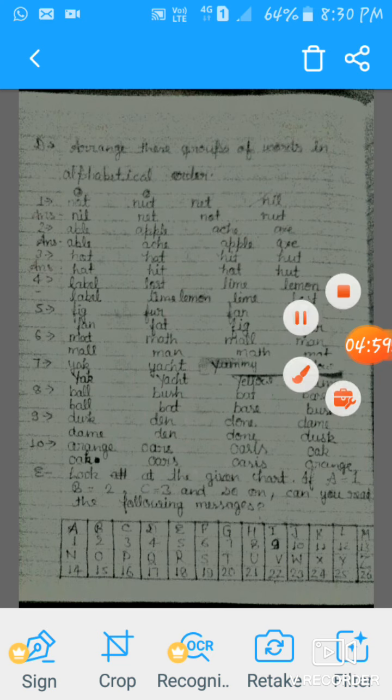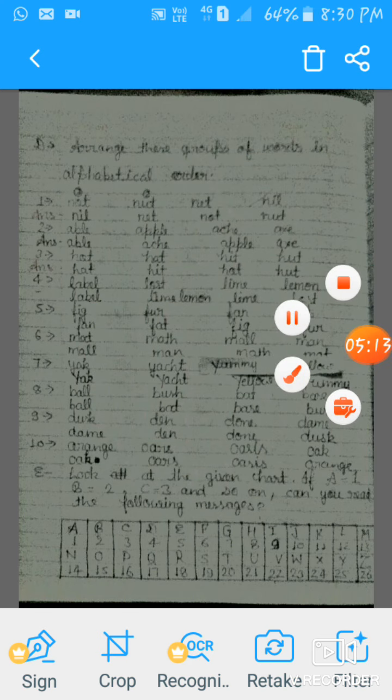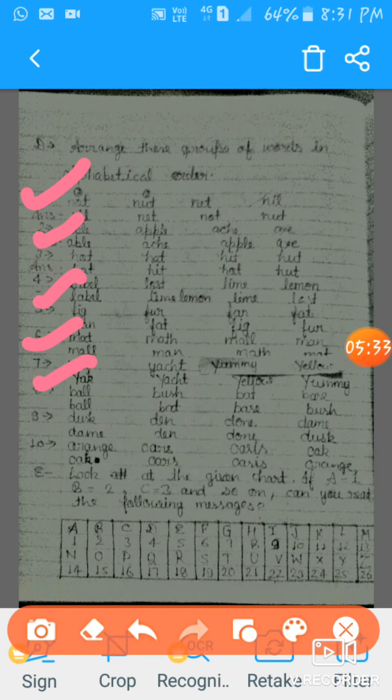Now sixth: mat, math, mall, and man. Now you will arrange: mall, then man, then mat, then math. Okay. Now seventh is yak, yacht, yummy, and yellow. Now you will arrange: yacht, yak, yellow, and yummy. Okay. Now eighth: ball, bush, bass, and bat.